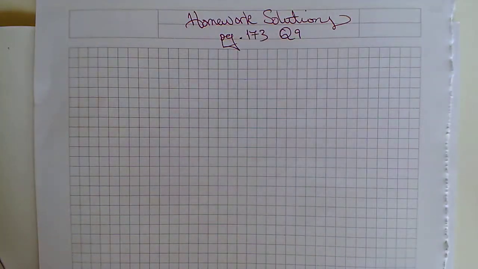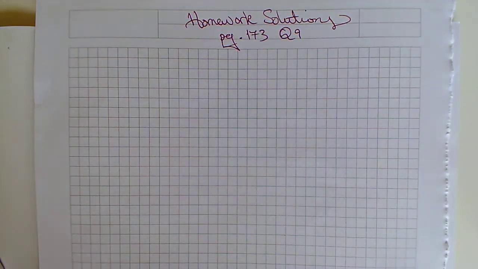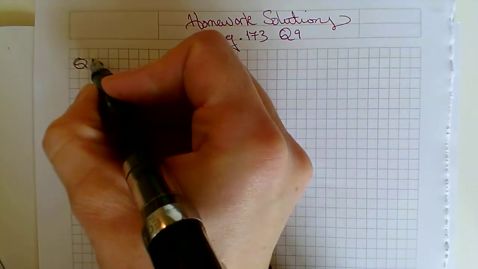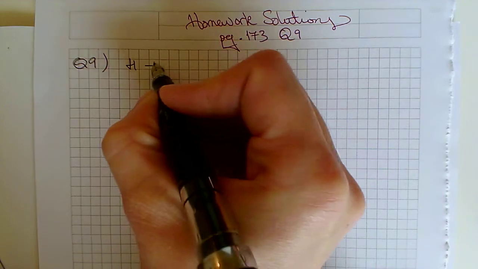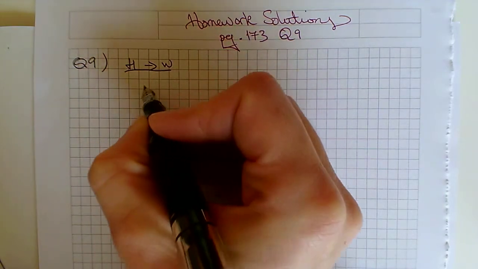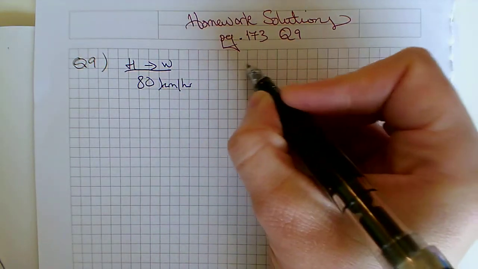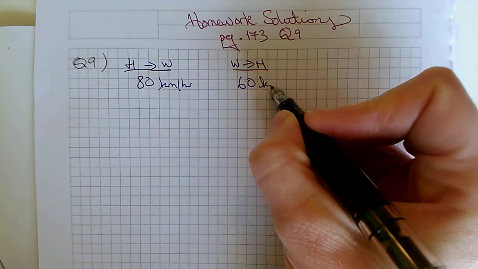We're going to look through the solutions of the question that you had on Wednesday, this final word problem question that we're doing, and it was a speed, distance, time question, question 9 on page 173. So, Sean drives his car from home to work at a speed of 80 kilometers per hour. And then he drives from work to home at a speed of 60 kilometers per hour.